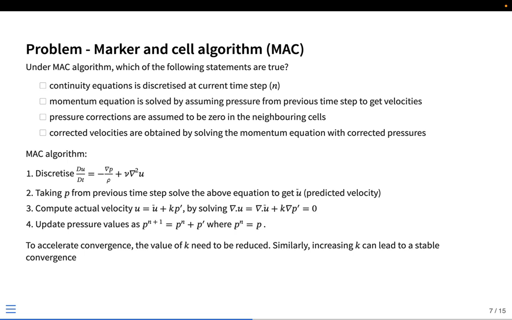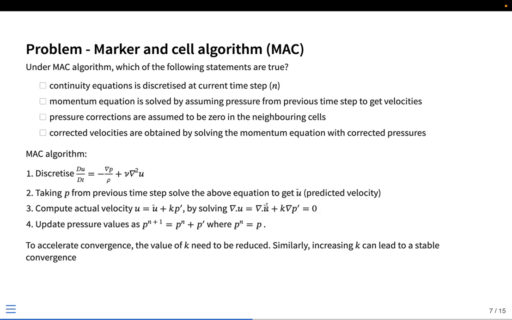So we'll assume that the corrected velocity or the actual velocity is whatever velocity we got from the previous step plus some constant times p prime. And in order to solve for this p prime, which will tell us how much to increase our u, we will use the continuity equation. Because u has to be the actual solution, the continuity equation should be satisfied for u, which means del dot u should be equal to 0. So from which we have this equation here. So del dot u bar plus k del p prime equal to 0.